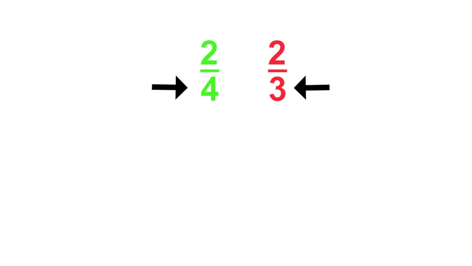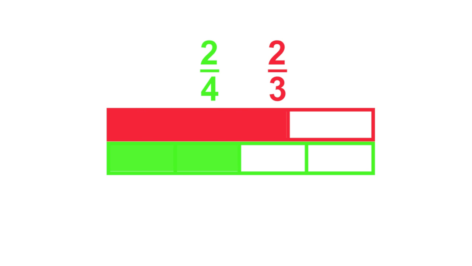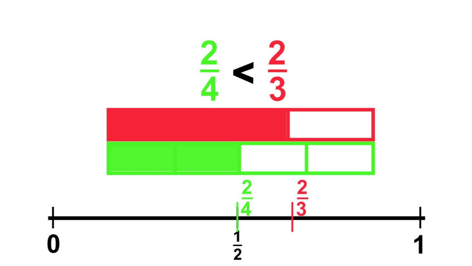This means my fraction models are divided into 3 and 4 pieces. I know that the more pieces my whole is divided into, the smaller the pieces will be. So in our example, 2/3 and 2/4, the pieces are smaller in 2/4, meaning that 2/4 will be smaller than 2/3. Or we could say that 2/4 is less than 2/3. Or 2/3 would be placed on the number line after 2/4.